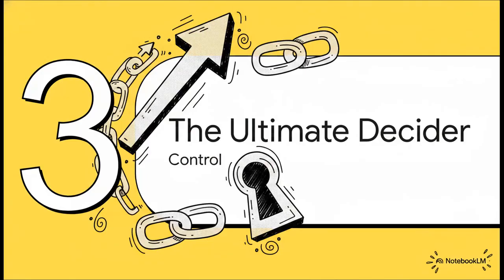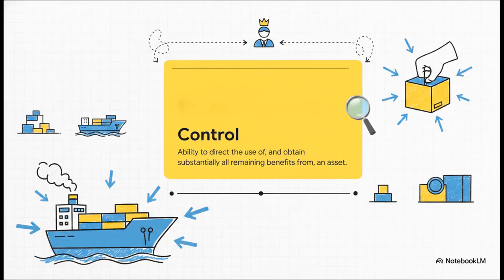Which brings us right into Section 3, looking at the ultimate decider in this whole process: control. Control is the absolute pivot point here. The standard defines it as the ability to direct the use of and obtain substantially all of the remaining benefits from an asset. Think about it in the real world. If the customer has the power to redirect those goods while they are still floating on a cargo ship in the middle of the ocean, they have control. And if they have control during transit, that dictates exactly how we handle the revenue recognition.